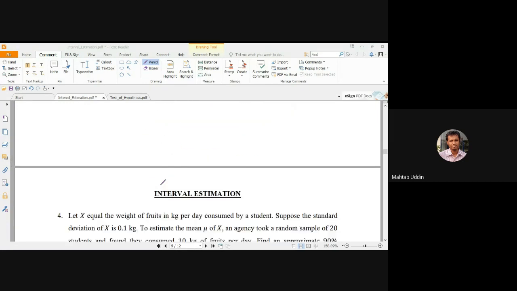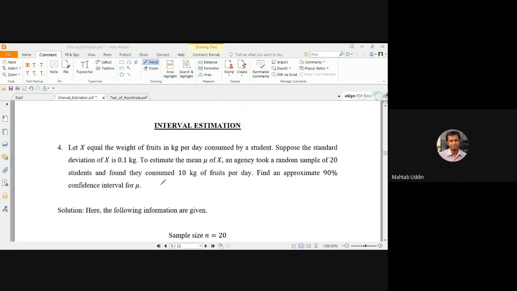Okay. Then here, let x equal the weight of fruits in kg per day consumed by a student. Suppose the standard deviation of x is 0.1 kg, that is the variation. To estimate the mean mu of x, we take a sample of 20 students, and they consume 10 kg of fruit per day. Once again, we have to take the average. Find approximately 90% confidence interval for mu.